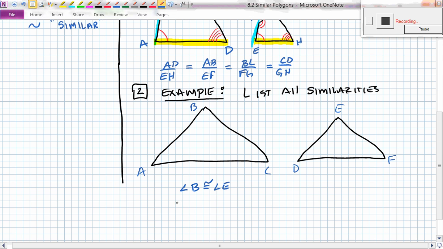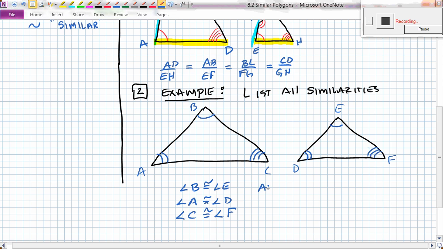What else can we say about the angles? Angle A is congruent to angle D. So this angle here is congruent to that angle there. And finally, what's the last angle we can say? Angle C is congruent to angle F. So this angle here is congruent to that angle there. All right, good. And then what about the sides, the length of the sides?